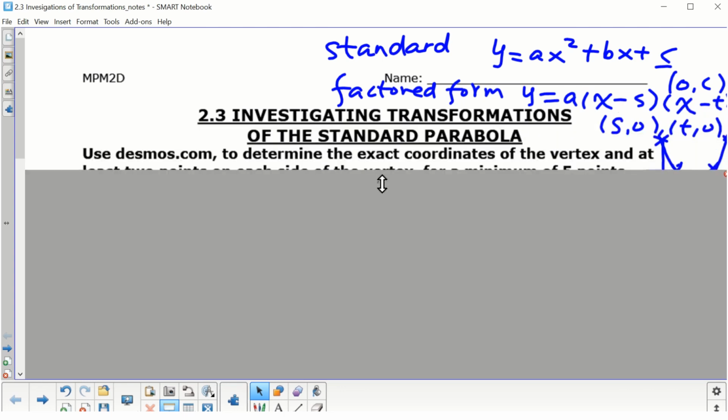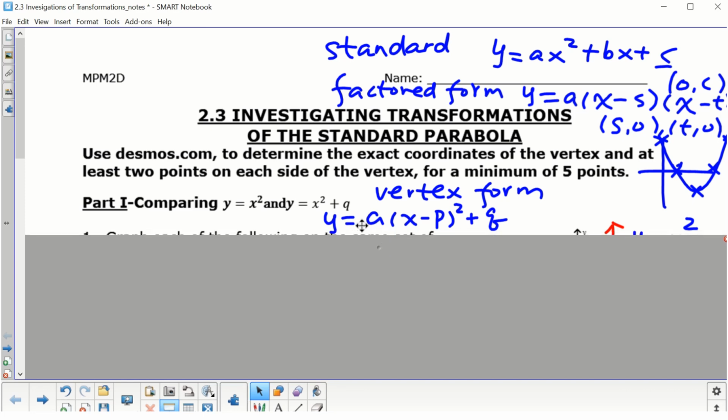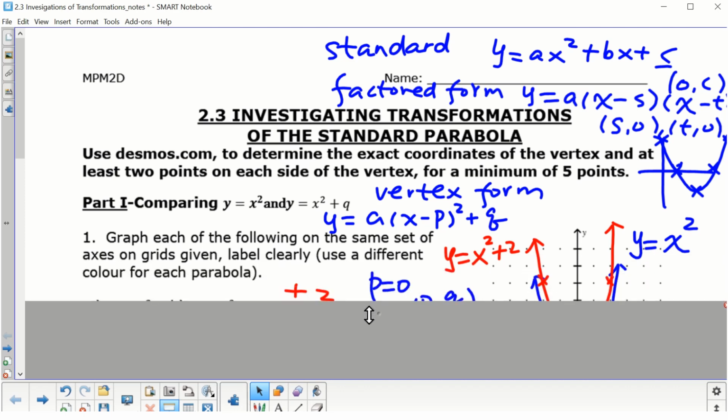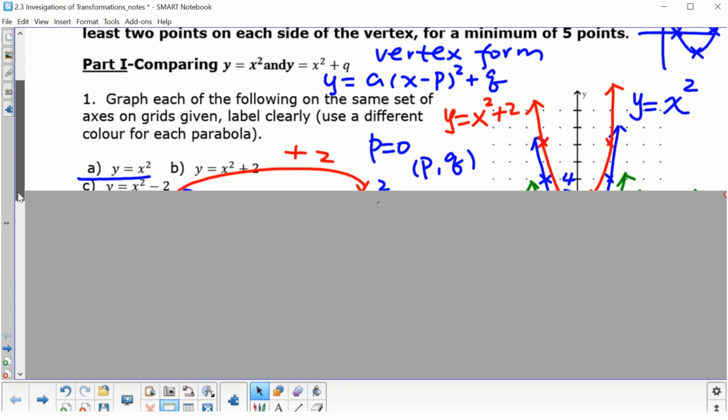And today what we are going to introduce is a new form, vertex form. The vertex form is y equals a bracket x minus p bracket squared plus q. And in part 1 we are going to see what the q value will affect on the graphs. So we are going to graph 3 quadratic relations: y equals x squared, y equals x squared plus 2, y equals x squared minus 2.